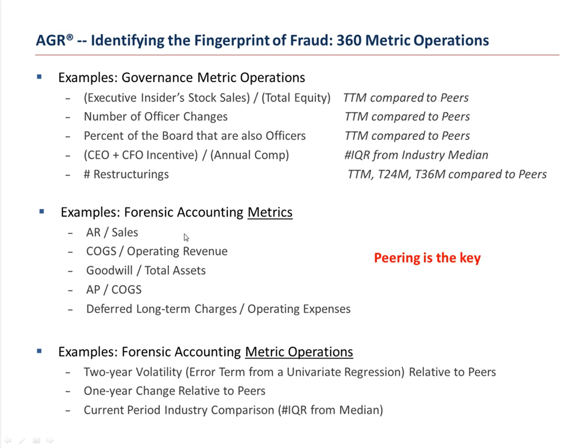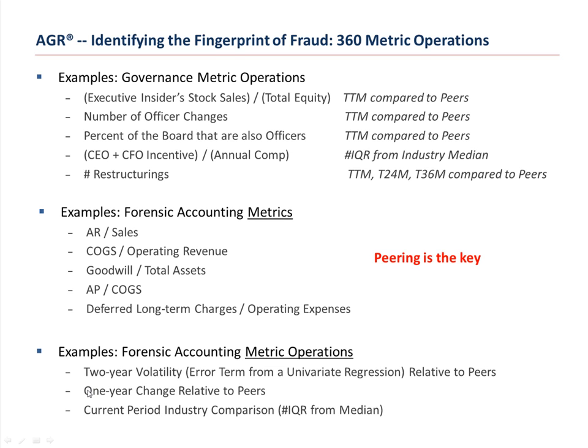Some other things we'll look at in the forensic accounting realm are the metrics listed below. Now keep in mind, a metric is just a fancy word for a ratio, and it turns out in North America and really the rest of the world, ratios in and of themselves have very little value at predicting anything, good or bad. What must be done to metrics is an operation. So we will take a metric like accounts receivable over sales and then apply 3 operations to that metric. For example, a 2-year volatility measure, which is the error term from a univariate regression. And of course, we then compare that error term relative to peers. Peering is always the key.